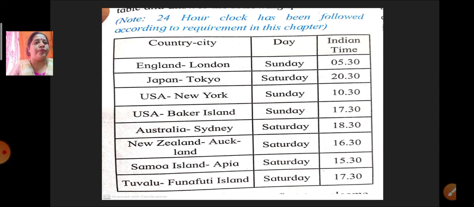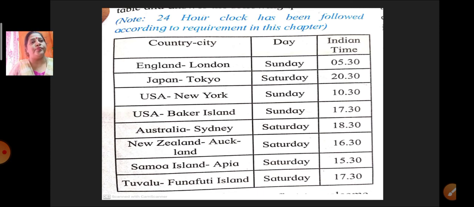So now children, what did you understand from this table? Some of the countries had already finished their New Year, while some of the countries still had to celebrate their New Year. When we had already finished celebrating our New Year and were in the next day, some of the countries were celebrating their New Year. This is what we understood from this table. The 24-hour clock was showing the timing of India when these countries were celebrating their new year.